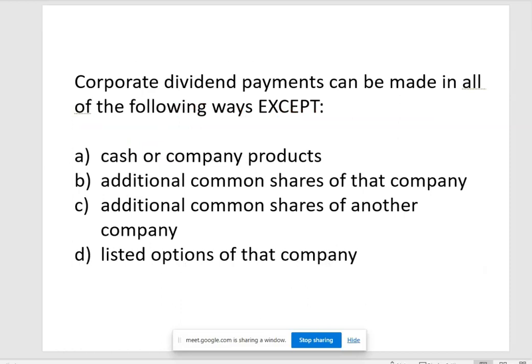Corporate dividend payments can be made all the following ways except A, cash or company products, B, additional common shares of that company, C, additional common shares of another company, or D, listed options of that company.